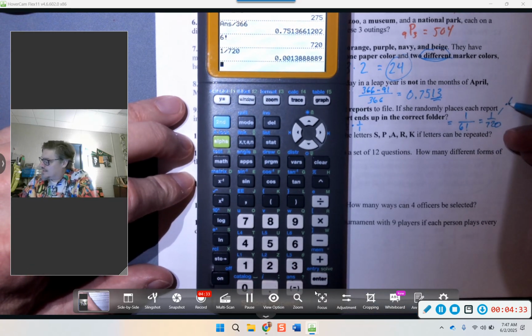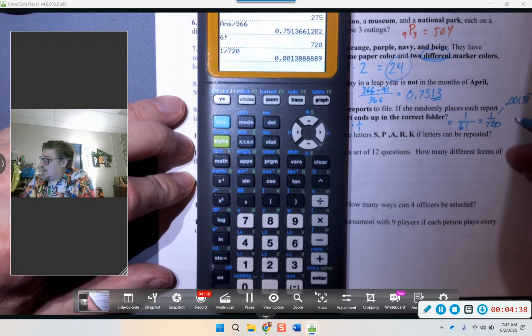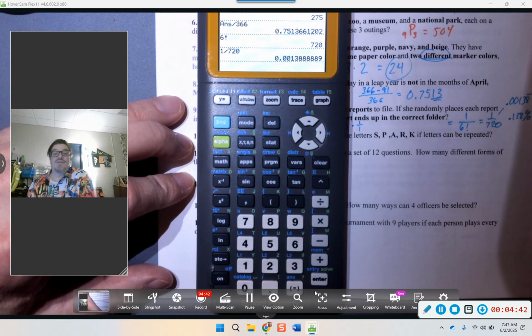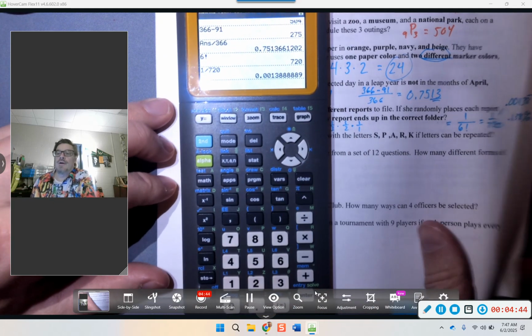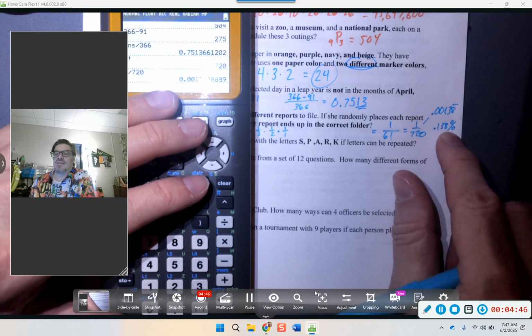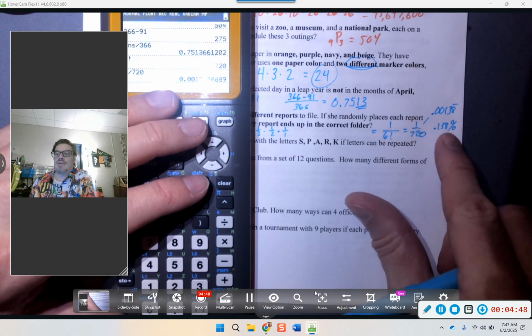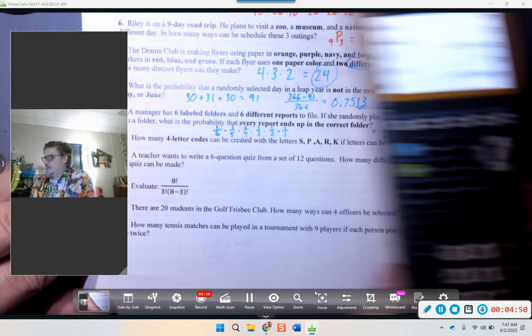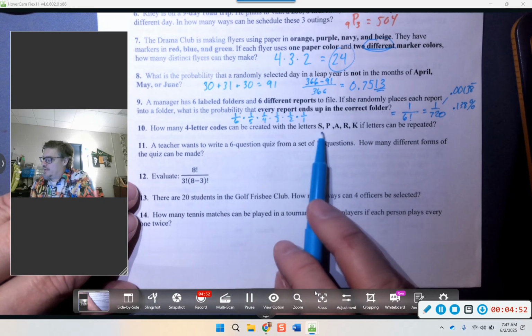So 0.00138, it looks like it's repeating. Or you could have said 0.138%. You could have moved the decimal place over 2, and you would have gotten a percent. So all 3 of these are perfectly reasonable answers. All right.